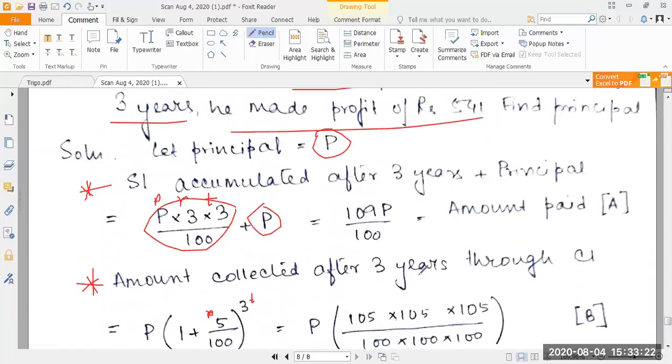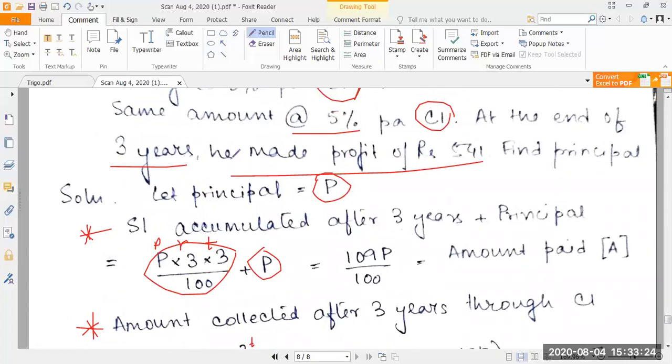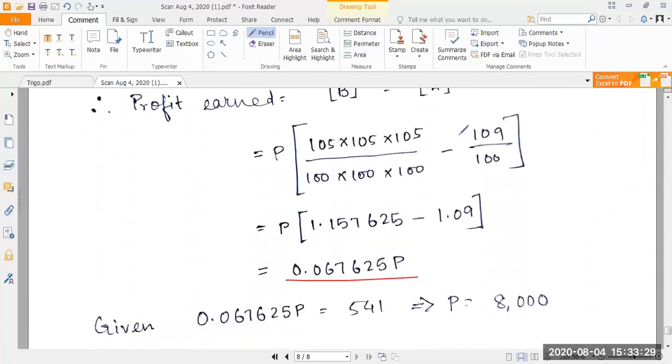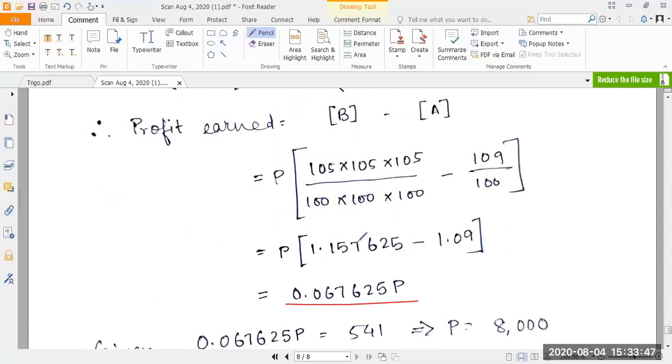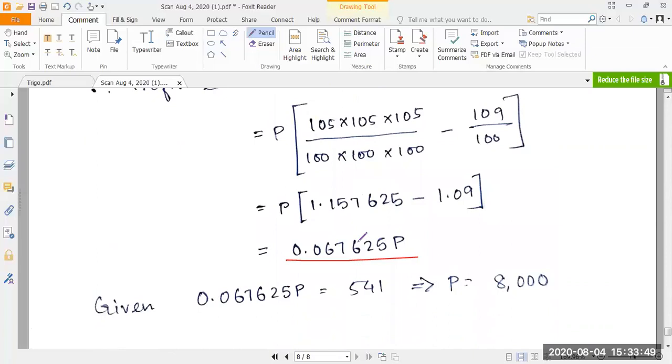And they said that the profit that he earned at the end of 3 years is rupees 541. So we can deduce from the sum that this amount, 0.067625P, the profit that we get from the calculation, should be equal to 541 as per the sum. Again, this is a very simple, straightforward equation in P. If we divide 541 by 0.067625, we get P is 8,000. So that's essentially the sum.